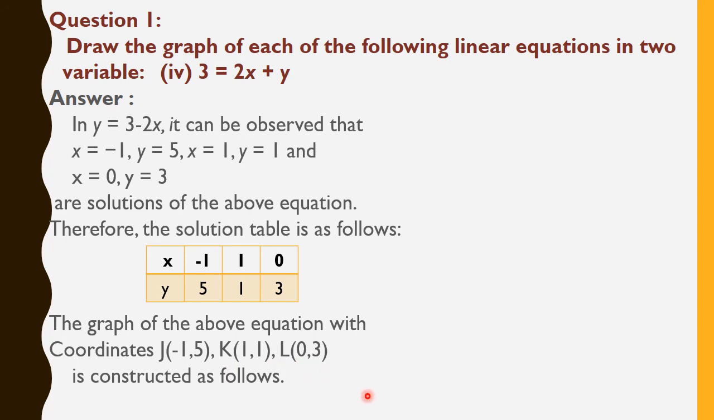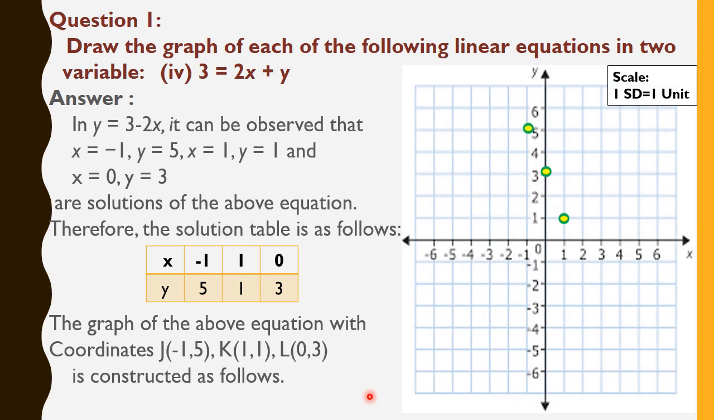For question number 1, all the graphs can be drawn on a single graph paper. Again, we have taken one small division as 1 unit, plotted all the points, we know how to do it, and now join them with a straight line. So this straight line represents the linear equation 3 equals 2x plus y.